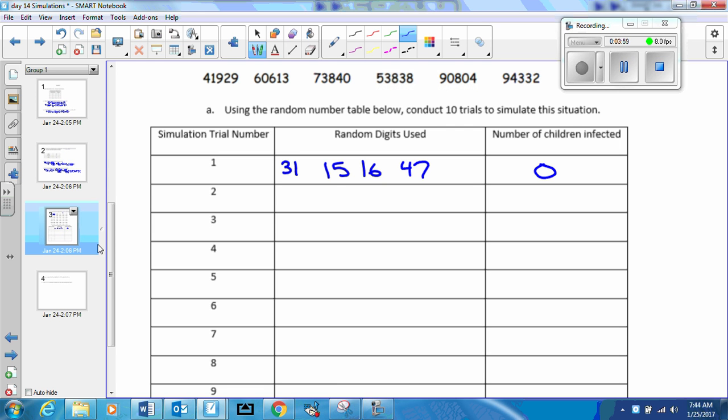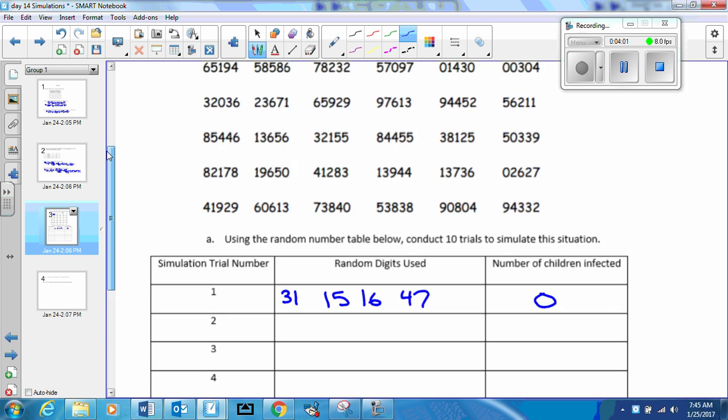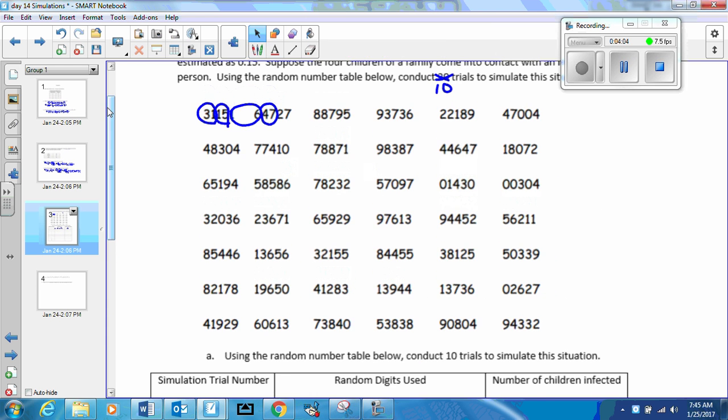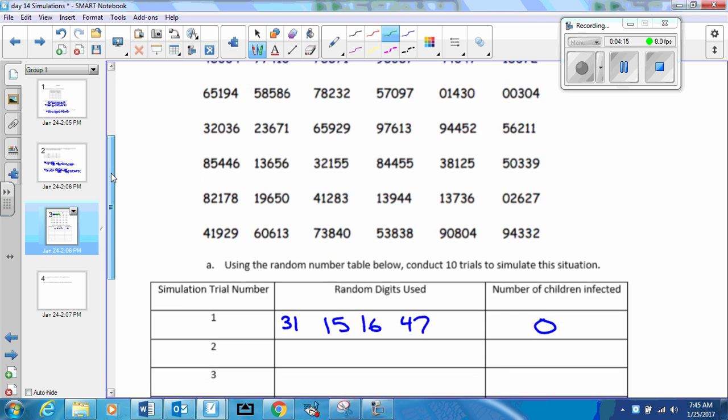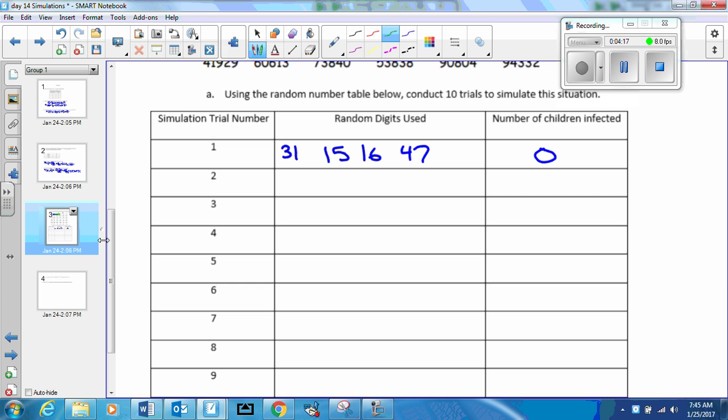Okay, looking at my second simulation, starting now after the 47. I'm just going to switch to a different color because I'm using a different set of simulations. So 27, 88, 79, 59. Writing that into my table so I have it. Looking through that and trying to see how many children are infected, which means the digits are 14 and lower. None of them are infected in this case.